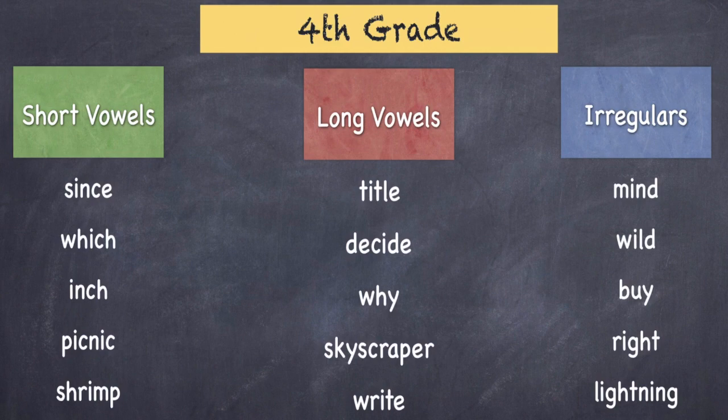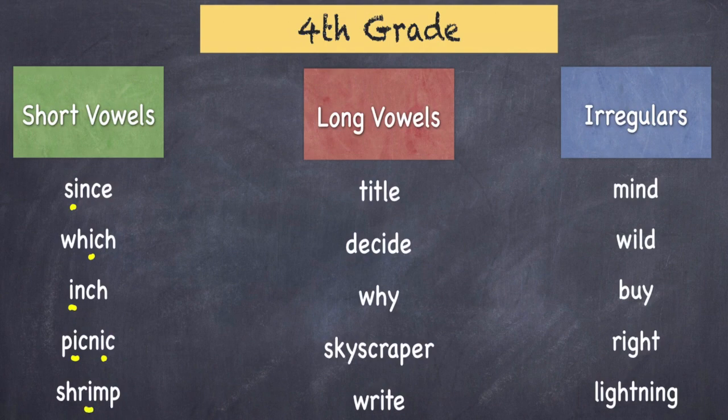All right, so our short vowel sounds, we see that the I in each of these words is going to make the short I sound. Picnic, shrimp, since, it's going to say I for each of those words. Let me just kind of underline that for you. So I in each of these words here.